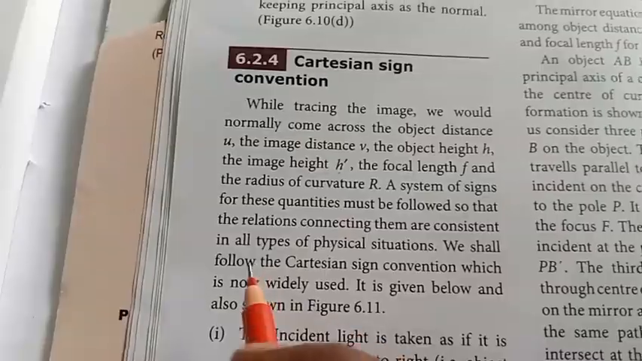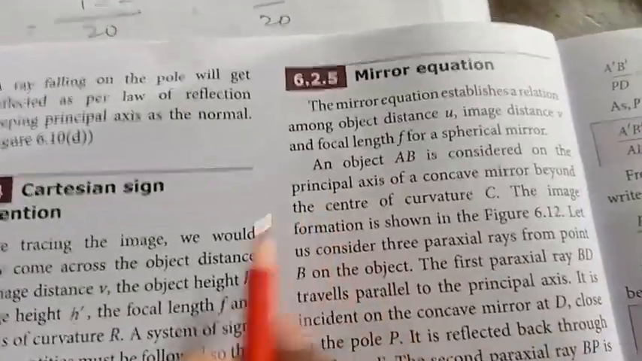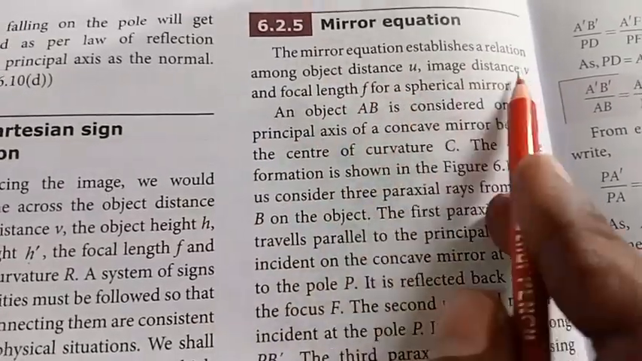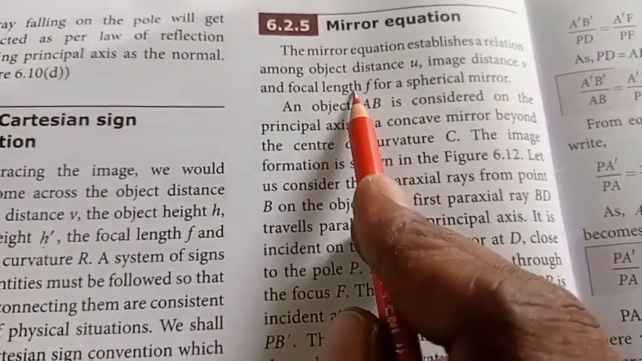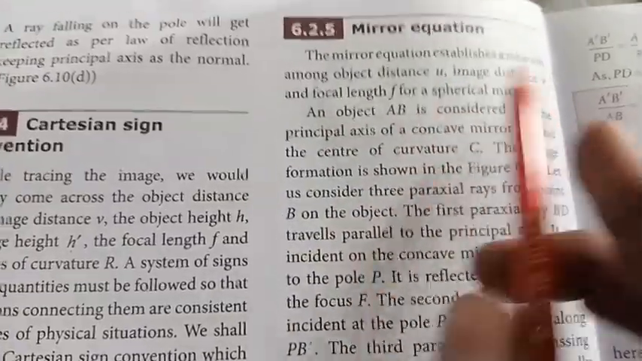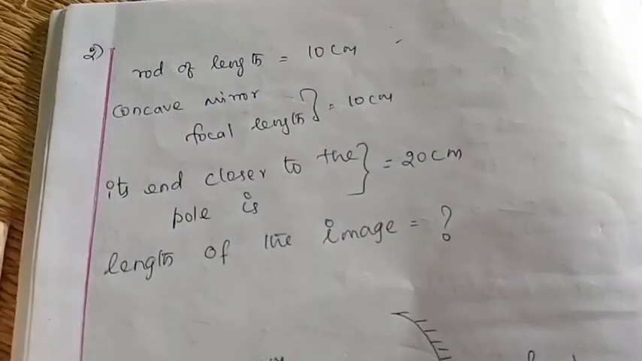Next, we know the mirror equation: 1 by v plus 1 by u equal to 1 by f. What are u and v? u is the object distance, v is the image distance, and f is the focal length. Now the focal length we understand very clearly. Object distance is u, image distance is v. So now we are going to decode that sum.